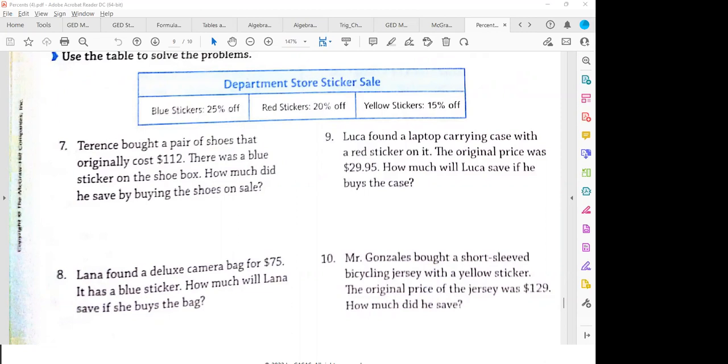So let's give everybody a couple minutes and let's look at this problem. Terrence bought a pair. Now, let me ask you a question. Can $4 be a possible answer? No. Okay, watch this. I'm gonna show you something.